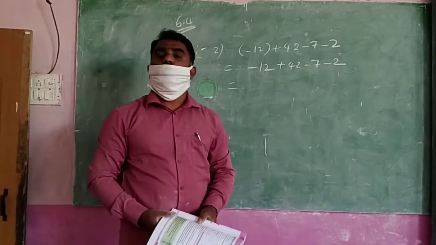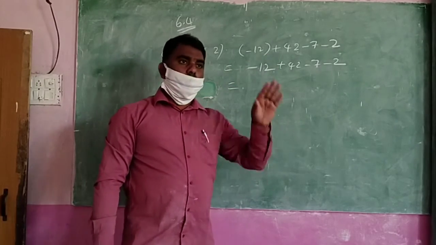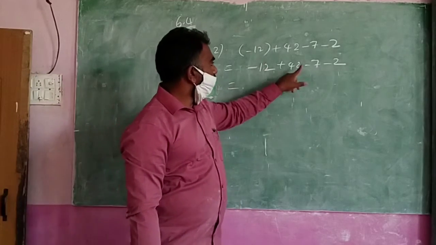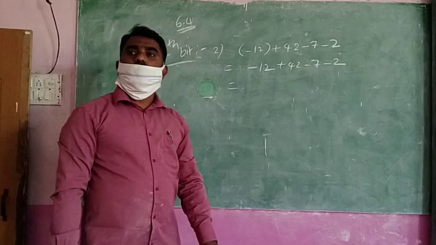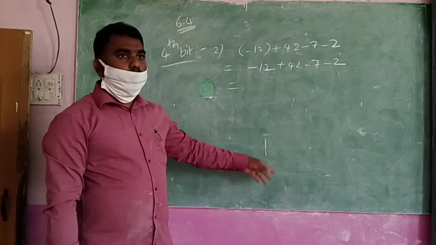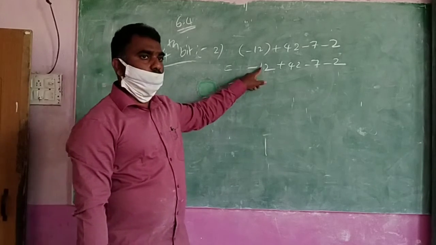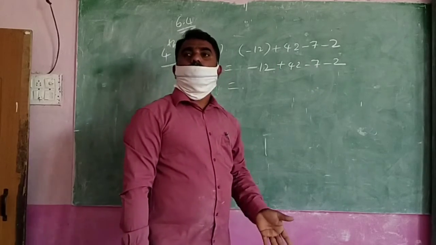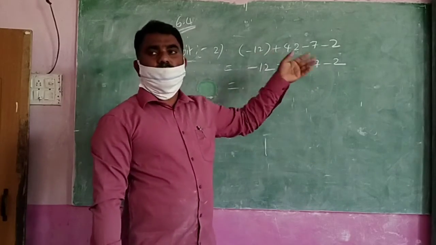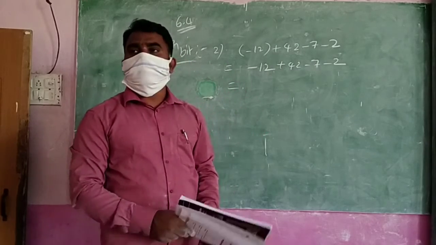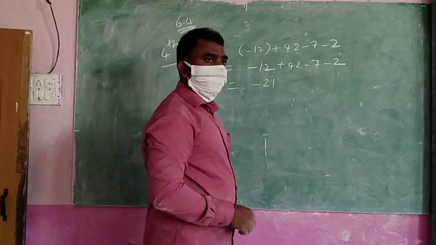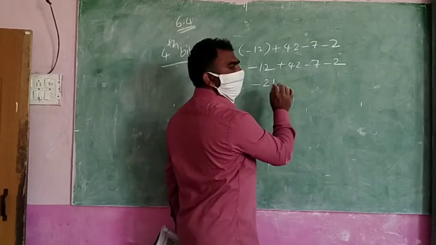How do you do it? First, all the down steps first. How many down steps are there here? 1, 2, 3 down steps are there: 12, and all the down steps you have to take the total. 21. Totally how many down steps are there? 21 down steps are there. So what do you write? Minus 21. Up steps only is there: 42.